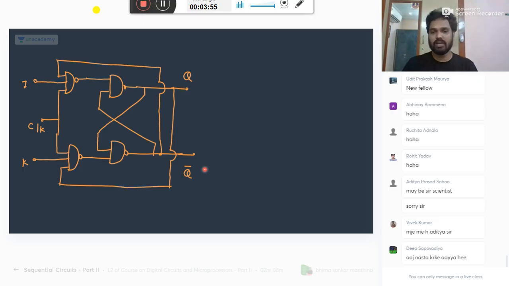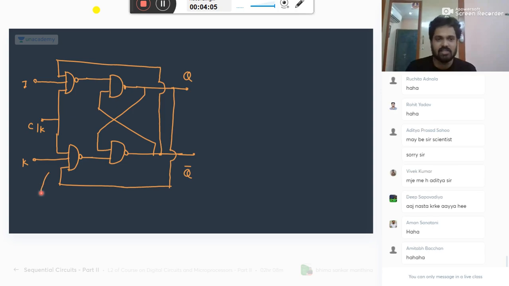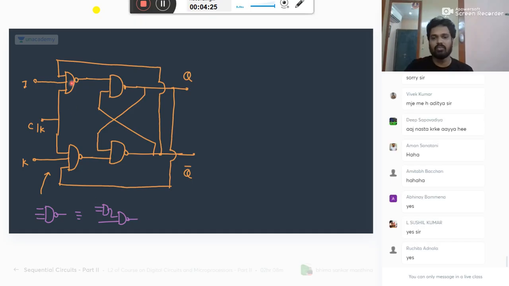Okay, so let's do this question. So this is my JK flip-flop. This is the original circuit of the JK flip-flop. But let me analyze this circuit easily. How to analyze this easily: you have a 3-input NAND gate. A 3-input NAND gate is equivalent to an AND gate followed by a NAND gate. You accept it or not? 3-input NAND is equal to AND followed by NAND. Yes, we know it already.